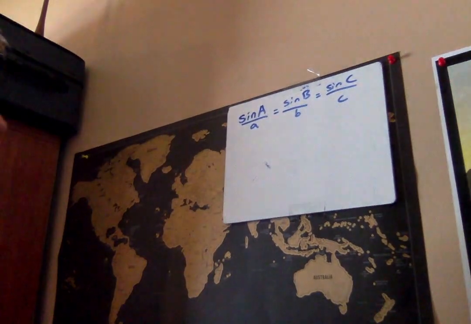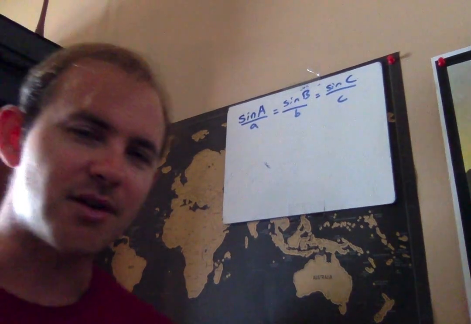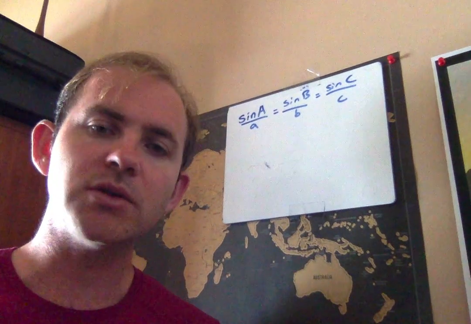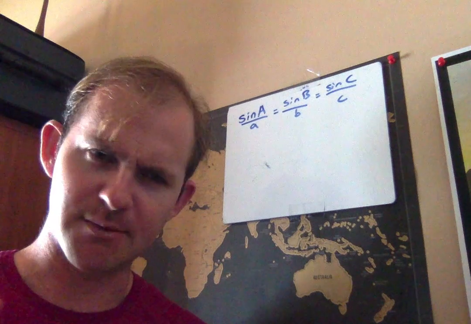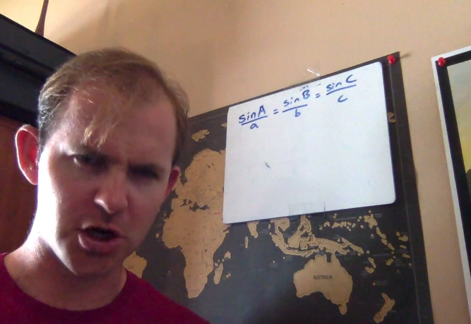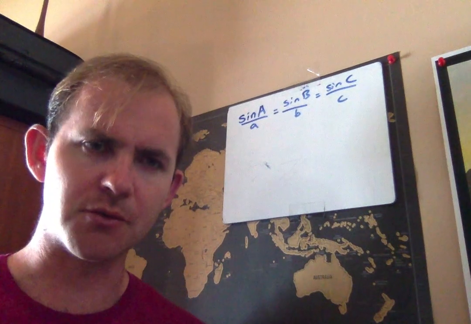Now, this is kind of weird, right? It's like a triple equation. Here's the awesome part. For any of the problems you're dealing with, you're only going to have two. So it's not going to be a triple equation at all. It's just going to have two, all right?